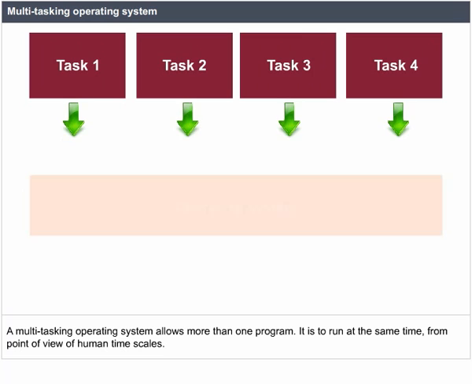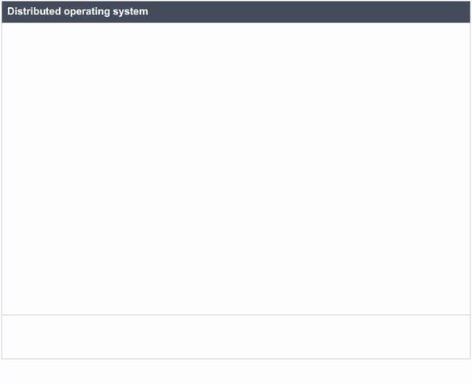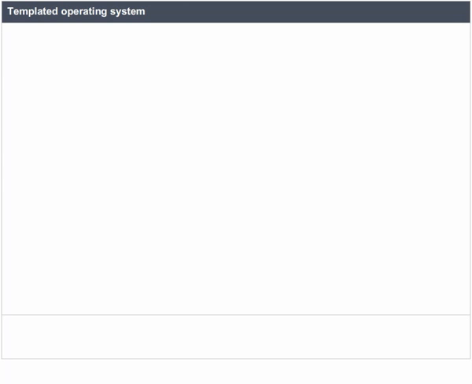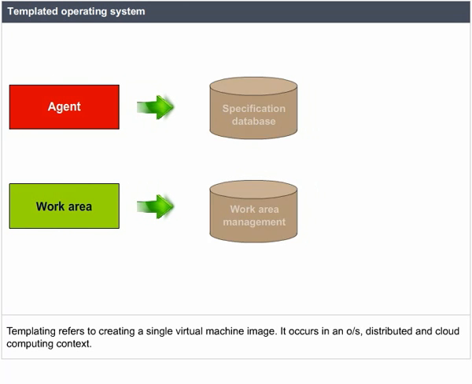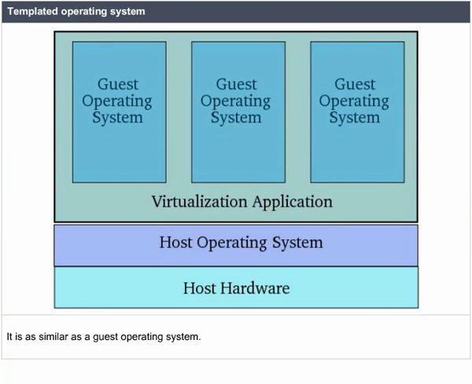Multitasking operating system. A multitasking operating system allows more than one program to run at the same time from the point of view of human time scales. Distributed operating system. A distributed operating system manages a group of independent computers. It makes them appear to be a single computer. Templated operating system. Templating refers to creating a single virtual machine image. It occurs in an OS, distributed and cloud computing context. It is similar to a guest operating system.